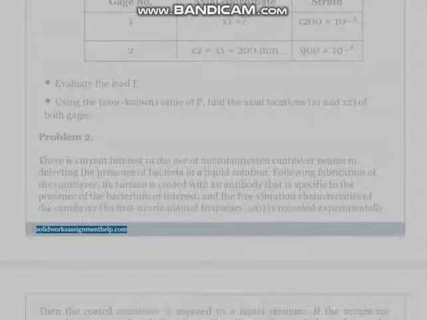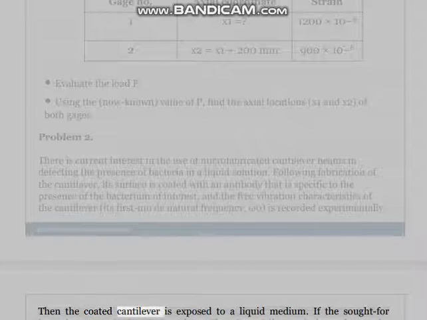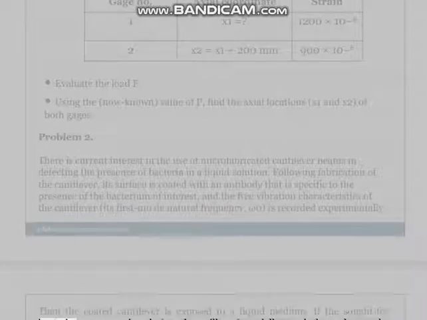Then the coated cantilever is exposed to a liquid medium. If the sought-for bacteria are present in solution, they will preferentially attach themselves to the antibody coating on the surface of the cantilever, in the process increasing the vibrating mass of the cantilever by an amount delta m equals NbMb, where Nb is the number of bacterium cells that attach, and Mb is the mass of the bacterium cell.